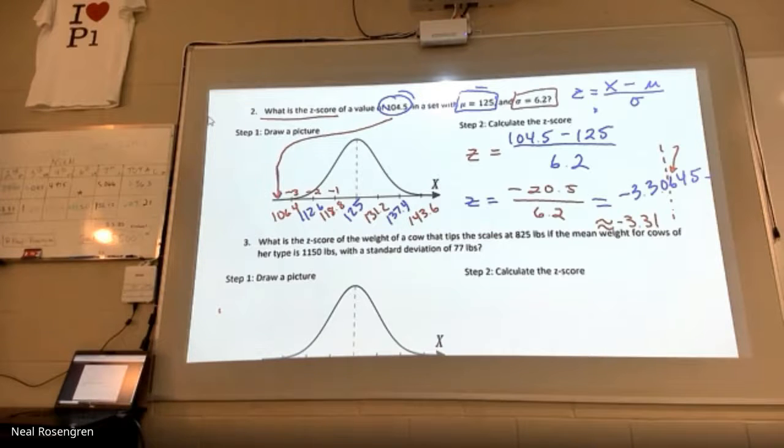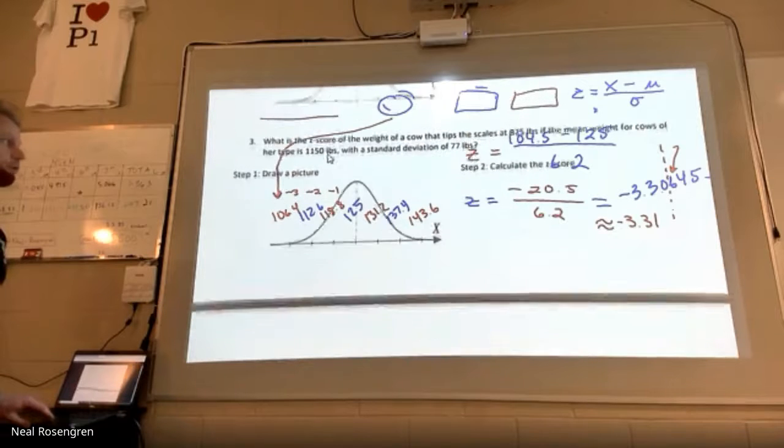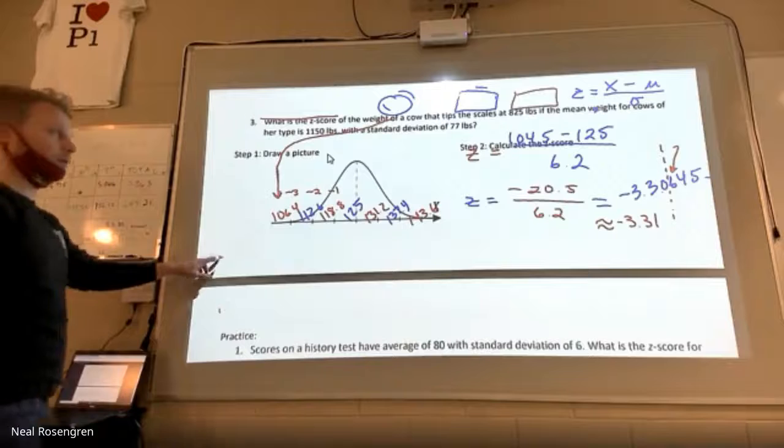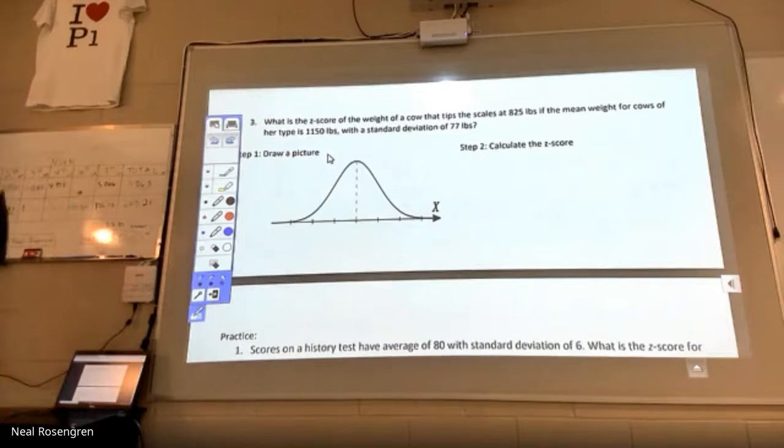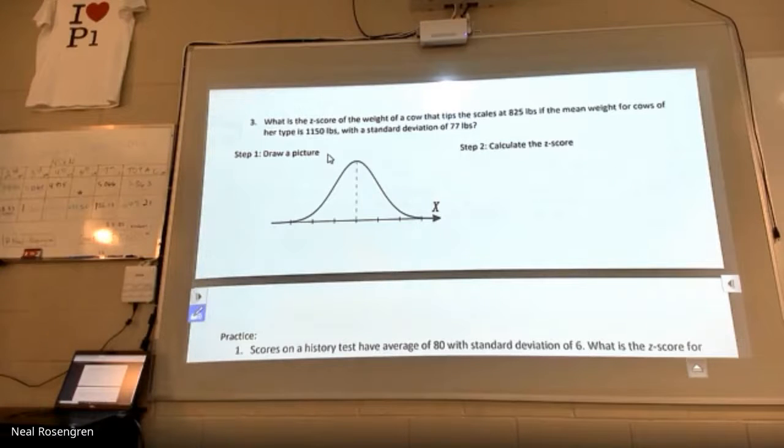So I'm going to do one more with you, and then I'll give you some time to just try it out. I'm going to scroll. I'm going to do number 3. I got to get rid of the ink layer, though, because it just kind of follows me. And so here's the thing. You got to kind of slow down and make sure you find the average first.